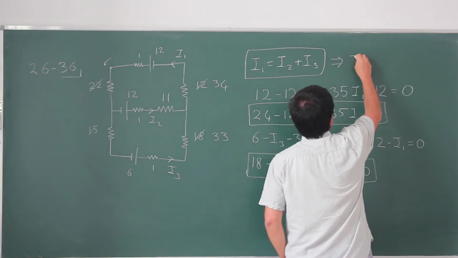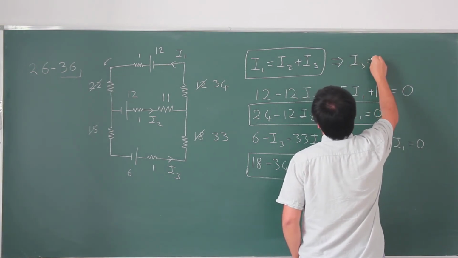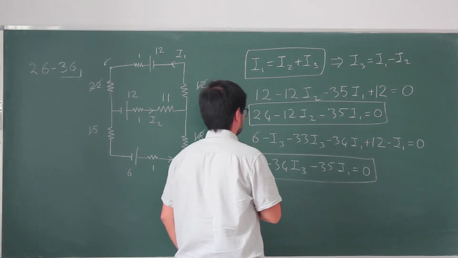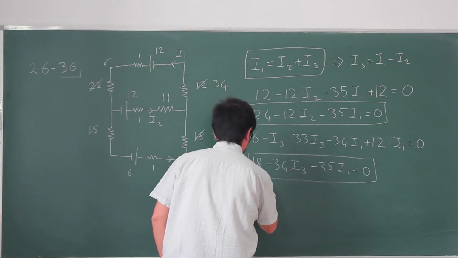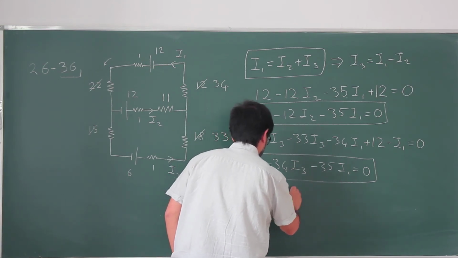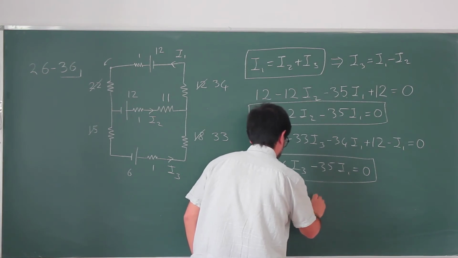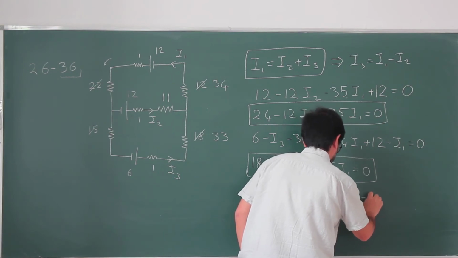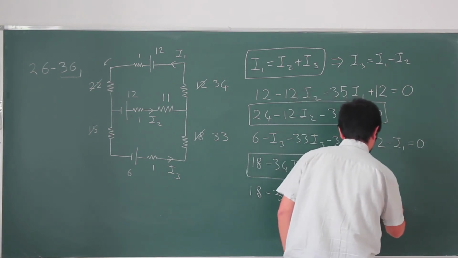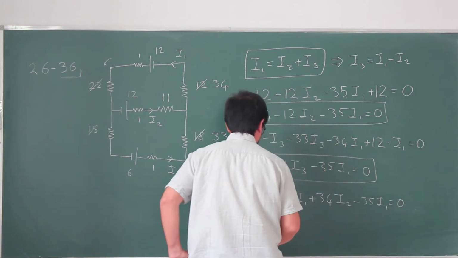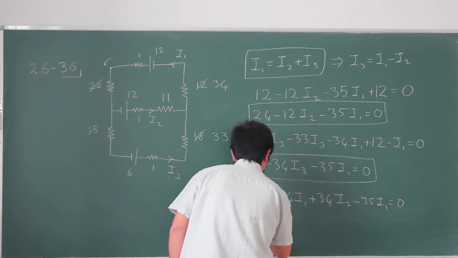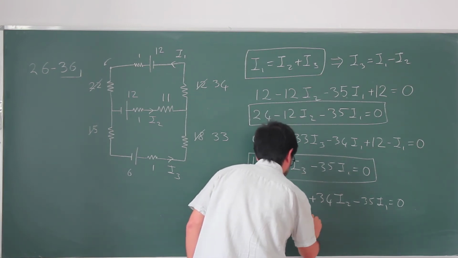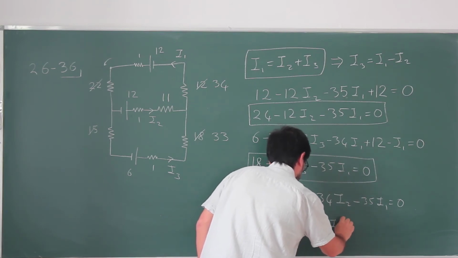So from this, I say that I3 is I1 minus I2, and then when I substitute this in here, I get 18 minus 34I1 plus 34I2 minus 35I1 is equal to 0, and I can put the I1 terms together. 18 minus 69I1 plus 34I2 is equal to 0.